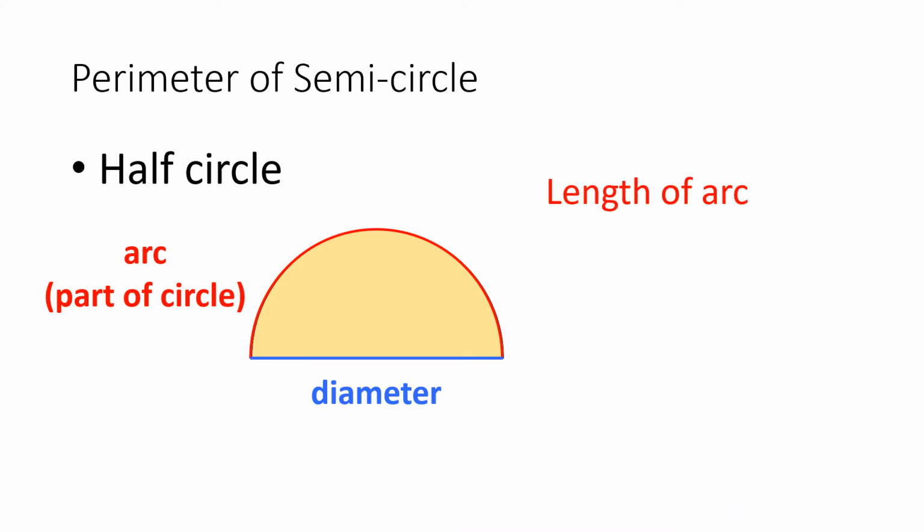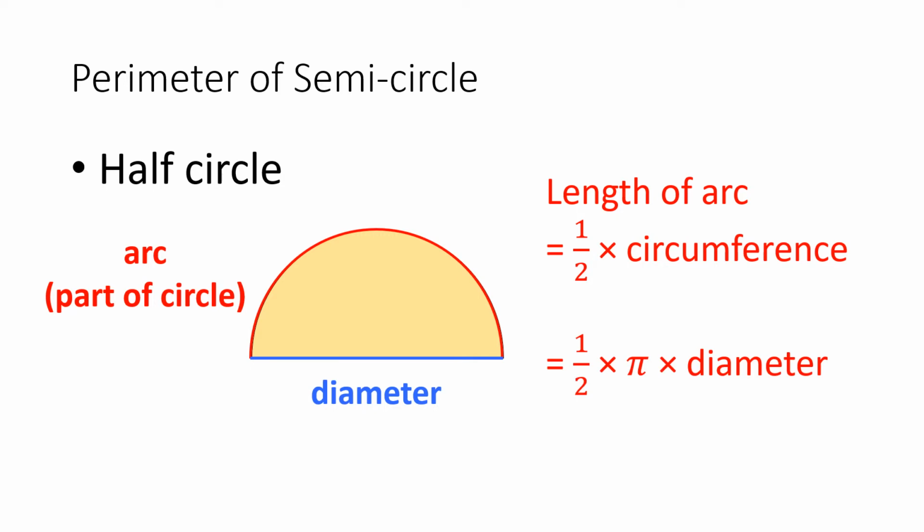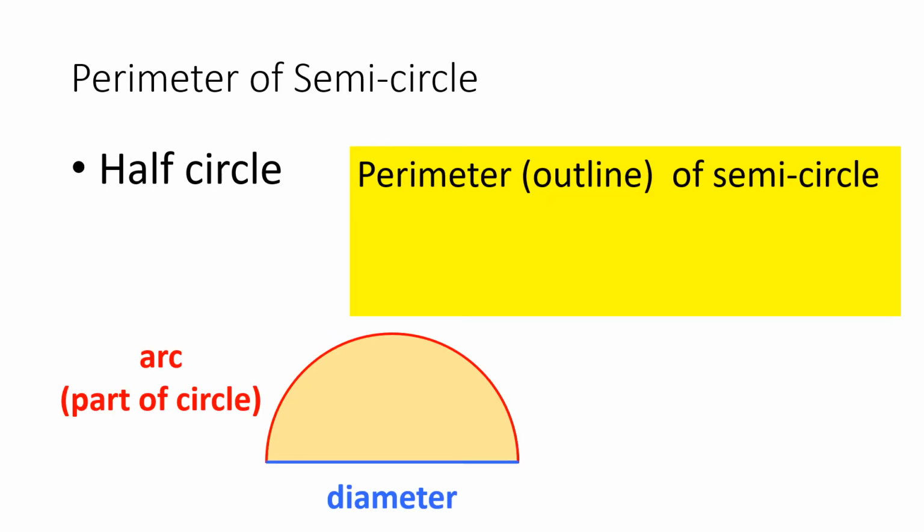Now, let's find the length of the arc. In this case, the length of the arc is half the circumference because the semicircle is half the circle. So, the length of the arc is equal to half multiplied by pi multiplied by the diameter. Remember, the perimeter of a semicircle is not just the arc. It's made up of the arc and the diameter. So, the perimeter of a semicircle is this.